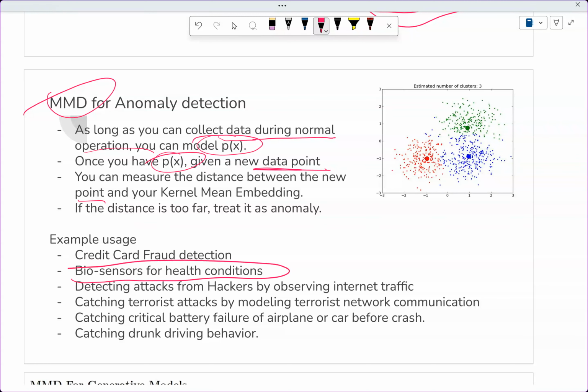Fraud detection, like the one for health conditions, maybe you can detect a heart rate that is out of the ordinary, or if a heart attack is about to happen, or you can detect attacks from hackers, right, by observing internet traffic. Like you have a probability distribution for normal traffic, and then suddenly something out of the ordinary happens, and you can catch stuff like that, or catching terrorist attacks, right, by modeling their network communication, or you want to catch critical battery failure for airplanes and cars, right, before they crash, or you can catch drunk driving. So basically, anything out of the ordinary, you can essentially use this technique to help you catch it. So MMD is quite a useful technique.